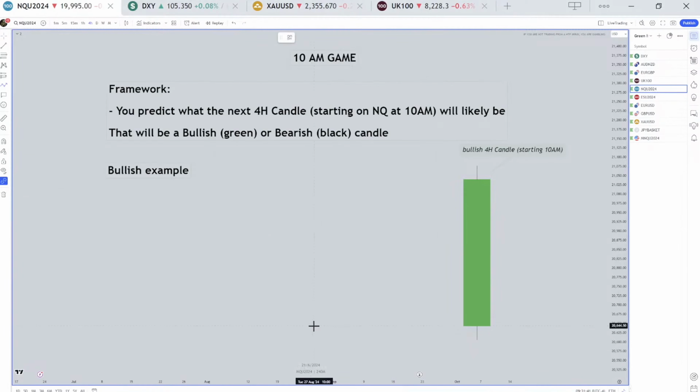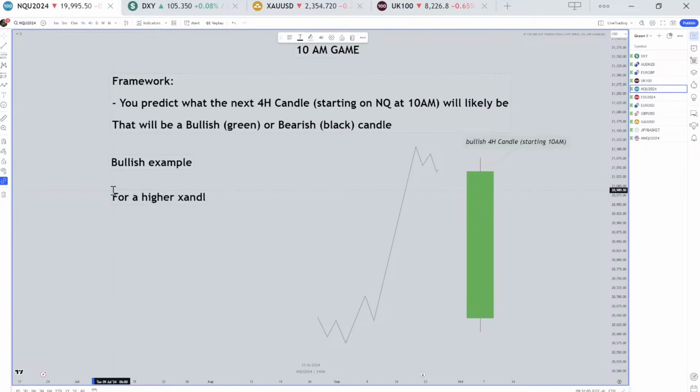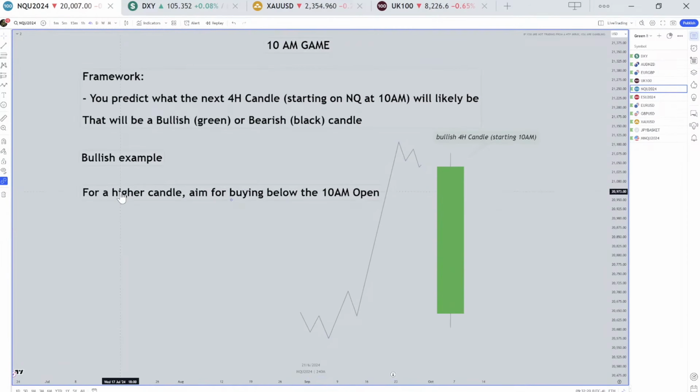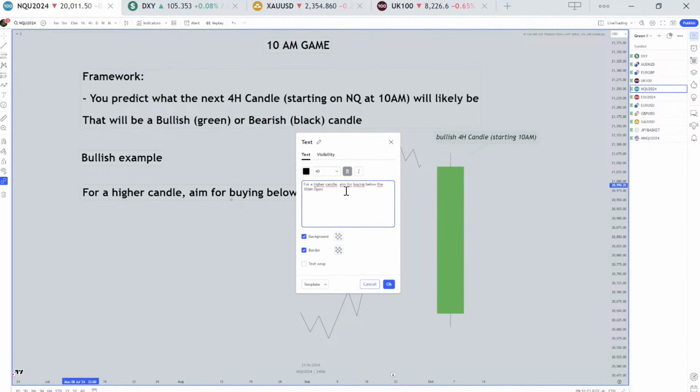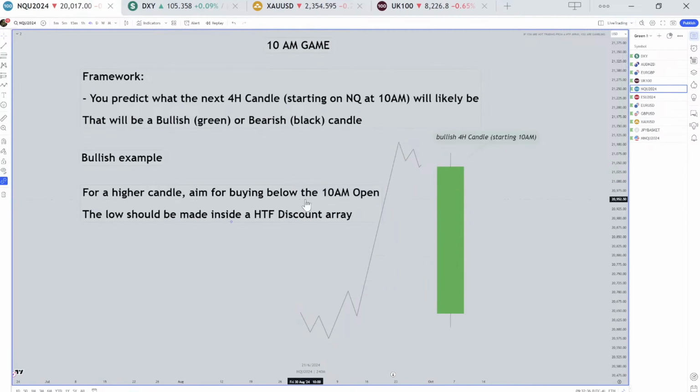That means on the chart, your price action will look somewhere like this. So we have the open here, we go lower, go higher, and we have the close. For a higher candle, aim for buying below the 10 a.m. open. Okay? Aim for buying below. It's okay if you buy above it, but your aim should be the low should be made inside a higher time frame discount array. For a bearish example, it should be in the premium array, of course. So down here, setting that low should be, for example, an old low or a bullish value gap or whatever. Look at the lows for SMT with a correlated pair.